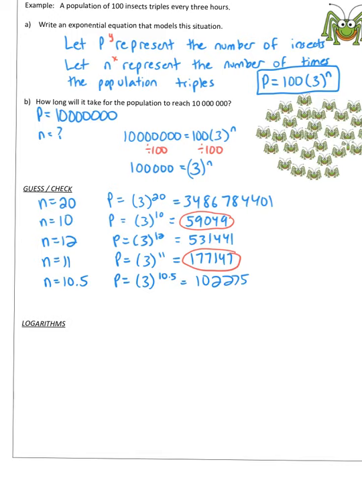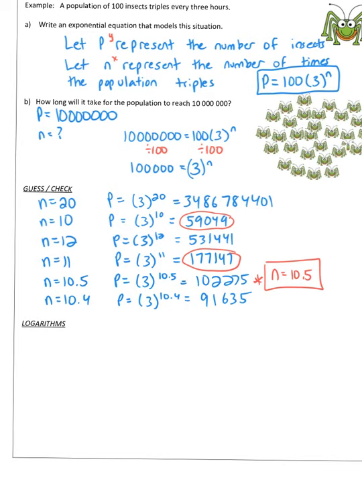So we're a bit above, so let's go to 10.4. We don't want to go too far because we're pretty close. And we get 91,635. So of those two answers that are the closest to 100,000, when n is 10.5, that is actually the closest. So we have found that n is 10.5.